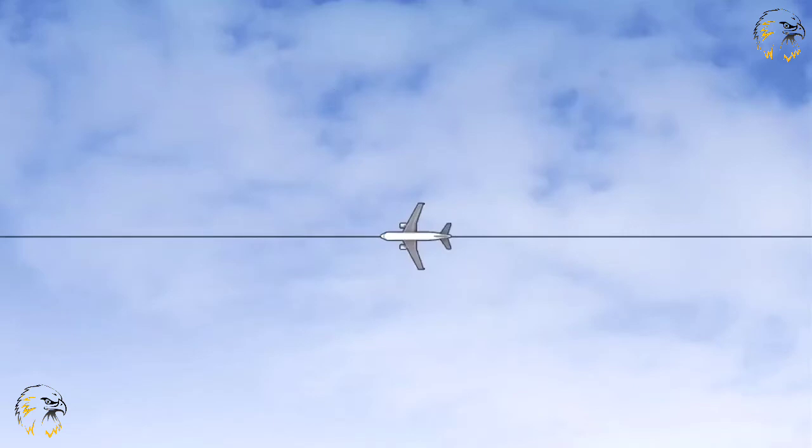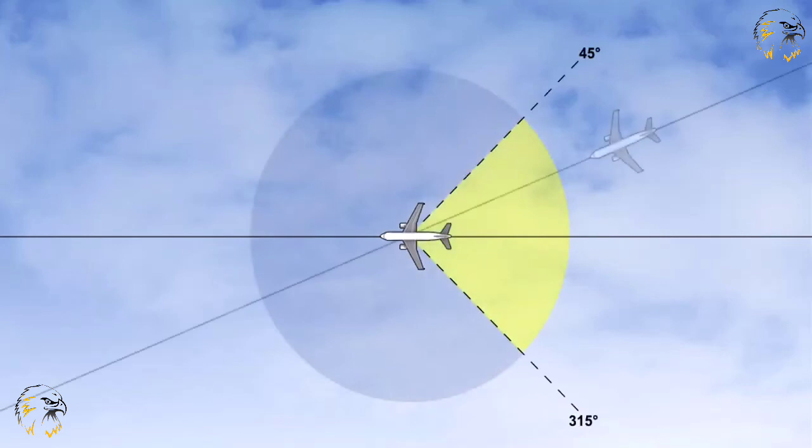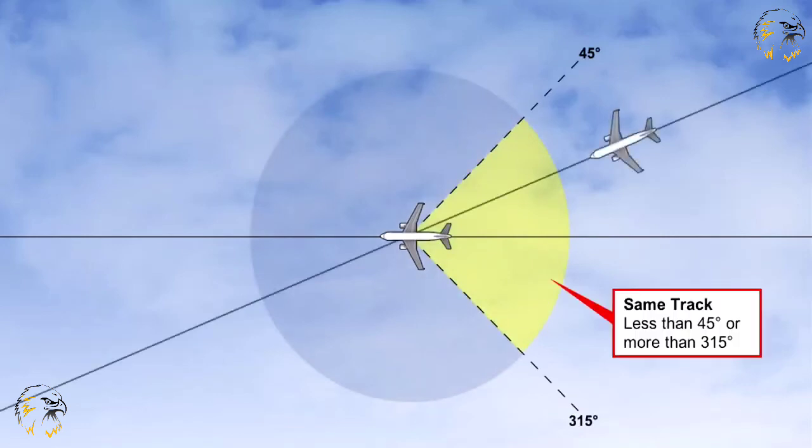Three conditions of longitudinal separation situations exist. The same track case applies when the tracks of two aircraft that require separation converge or diverge by an angular difference of less than 45 degrees or more than 315 degrees, and whose protection areas overlap.